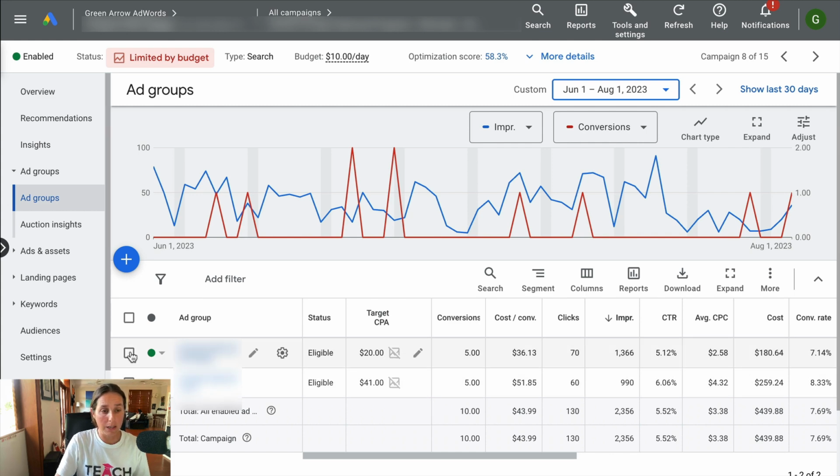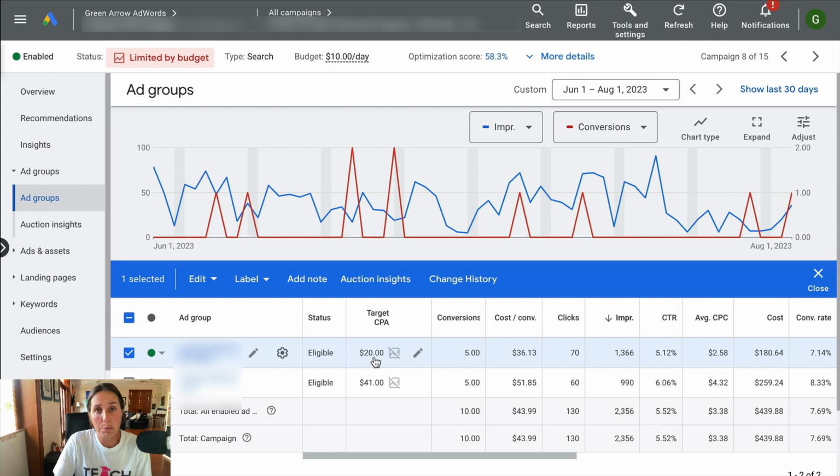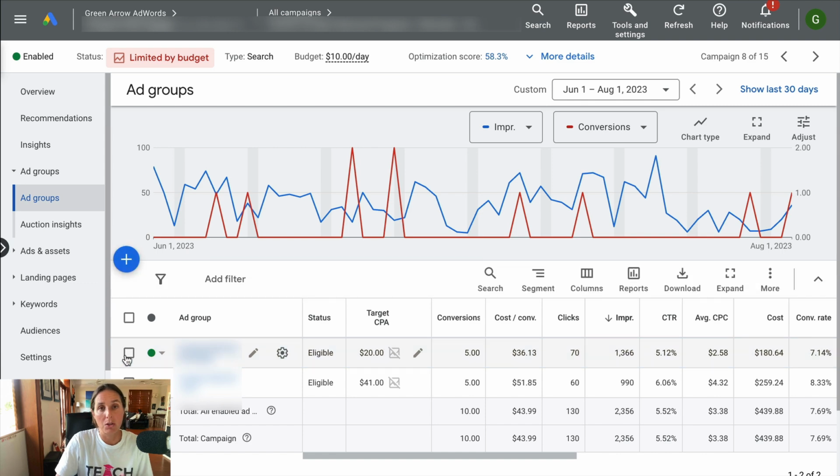So for this particular ad group, I said, I want my target cost per acquisition, or CPA, amount to be $20. Go away and see if you can get me leads for that target amount. And it comes in at $36. Close, but also not wildly off as well. This particular ad group has a target CPA amount of $41, and the leads are coming in at $51.